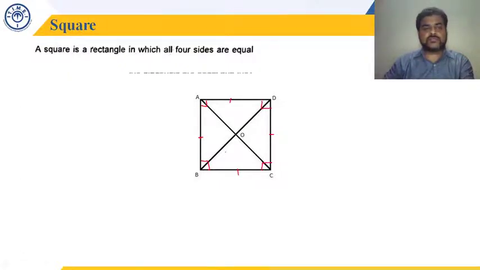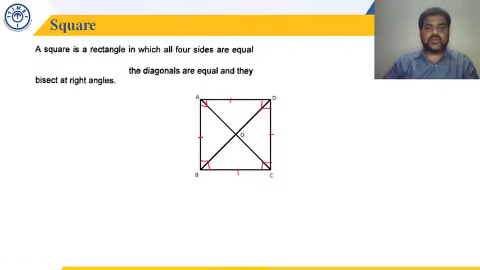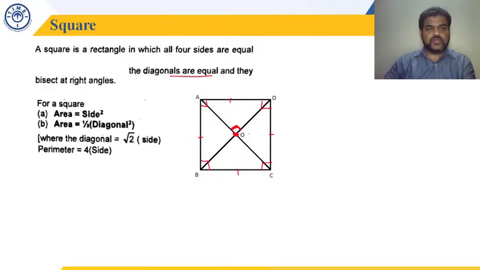What about diagonals? The diagonals are equal. Diagonals are equal in length and they bisect each other at right angles. So here is one additional property: diagonals bisect each other, that is true, but additionally diagonals bisect each other at right angle, or we can say diagonals bisect each other at 90 degree. Okay, so we can say diagonals are perpendicular to each other, or we can say diagonals are perpendicular bisectors of each other. Fine.